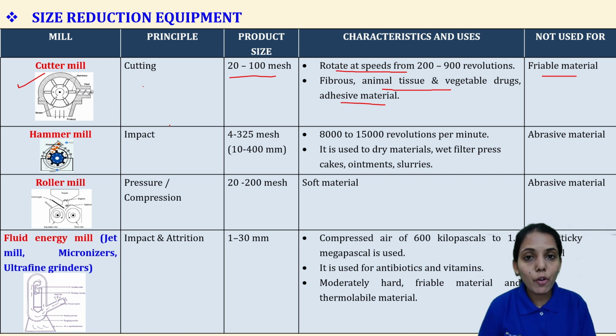Hammer mill, we have already seen. Hammer mills use hammer bars which are in a rotating position. The principle is impact, 4 to 325 mesh, that is 10 to 400 mm, and the revolutions can go up to 8,000 to 15,000 revolutions per minute.